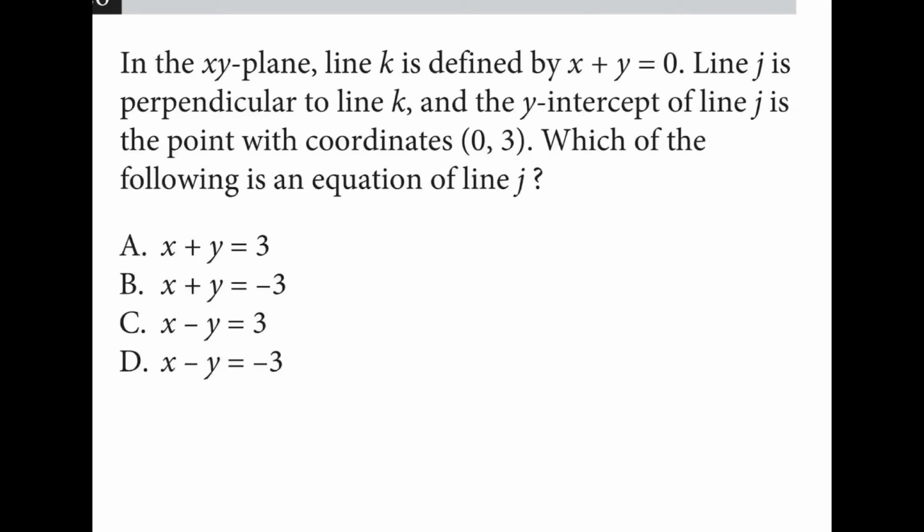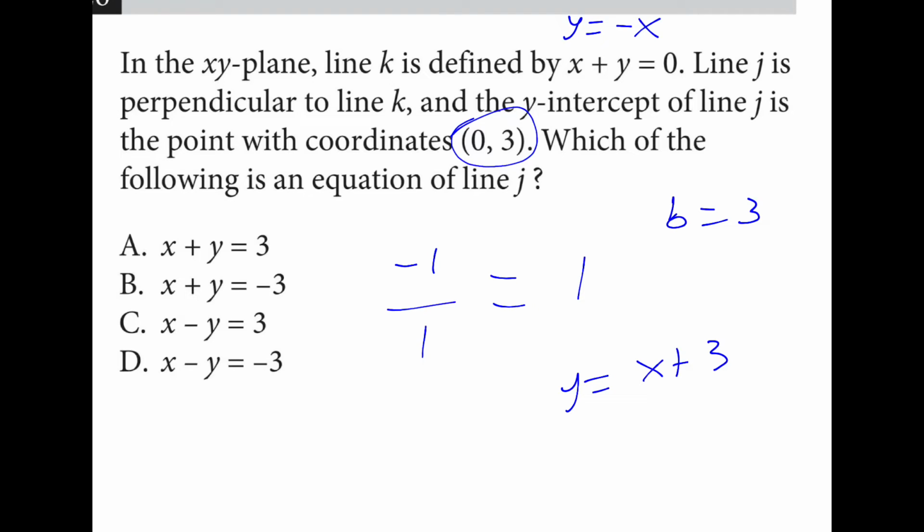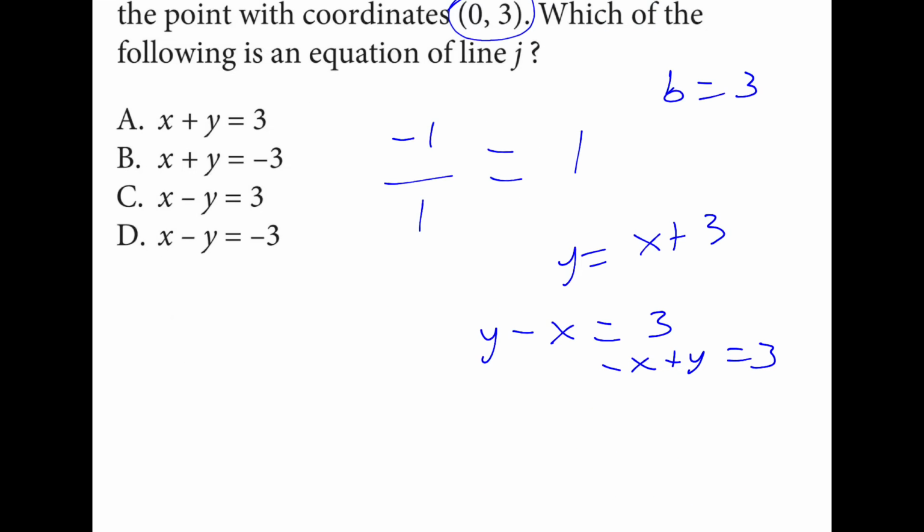If we solve this equation for y, we get y is equal to negative x, so my slope is negative 1. So if my slope is negative 1 over 1, I flip it and take the opposite, and my new slope is a positive 1. It has these coordinates, which tells me my b value is 3, so I'm looking at y is equal to x plus 3. If I want to move the x over, I can say y minus x is equal to 3, or I could say negative x plus y is equal to 3, and they just flipped everything by taking the inverse, so x minus y is equal to negative 3.